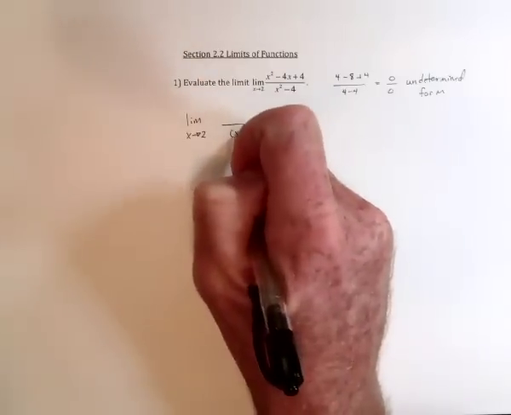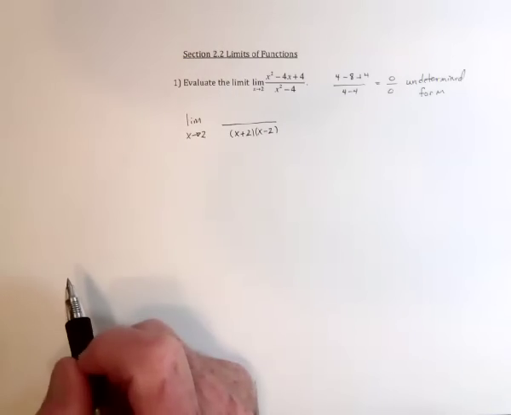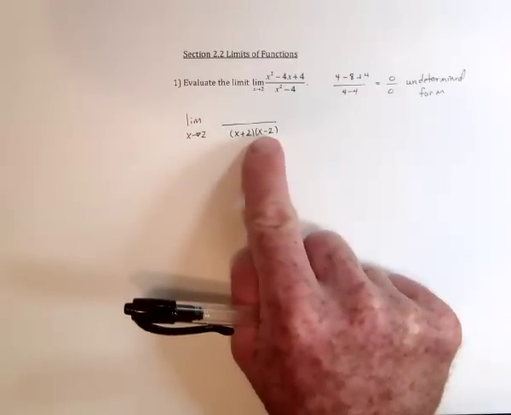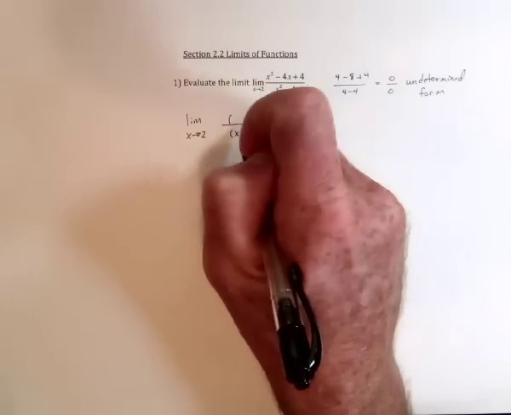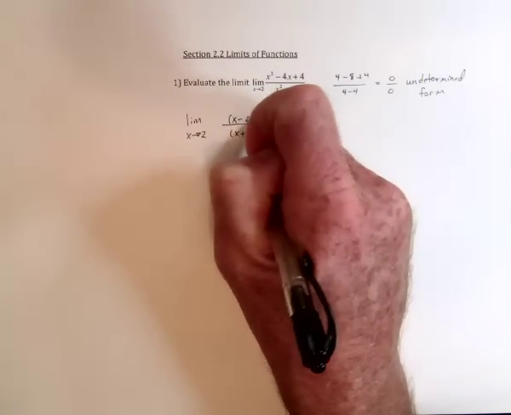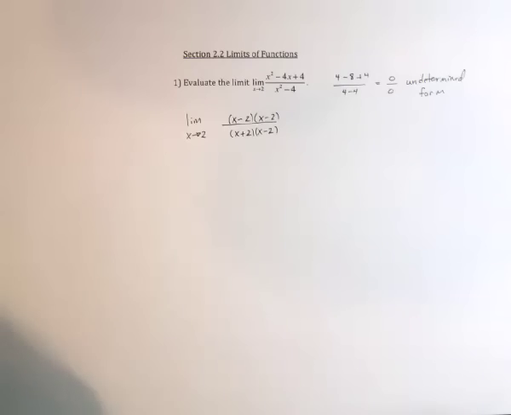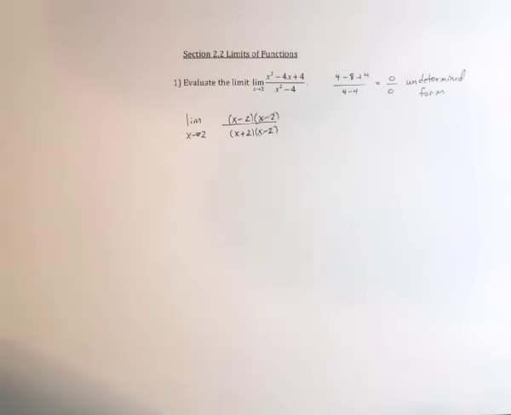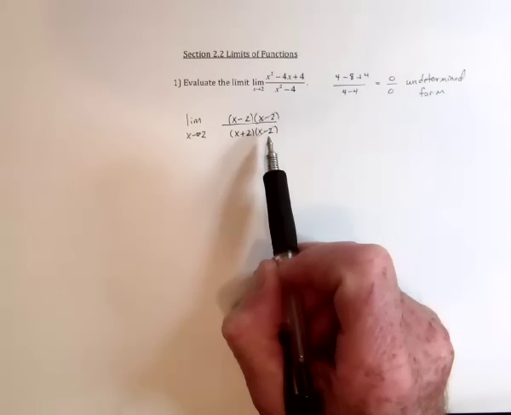So the denominator can be factored as x plus 2 and x minus 2. And it's actually that term right there that's causing the trouble, because when you substitute a 2 in for x, that's causing division by 0. Now factor the numerator, and it can be factored as x minus 2 times x minus 2. And then the x minus 2 can be cancelled, and hopefully the trouble that we were having just got cancelled.